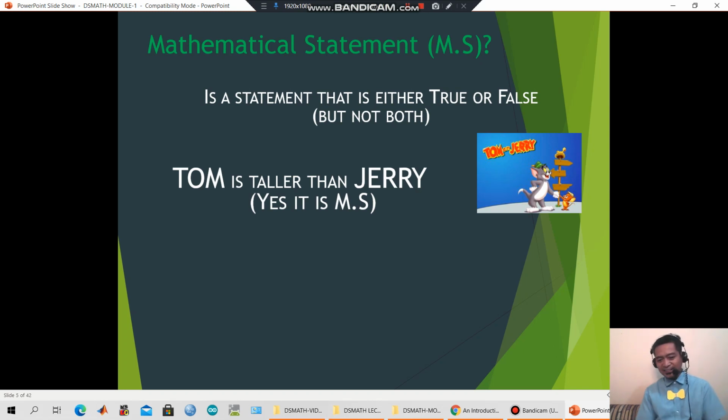Yung kanina kasi ambiguous ang dating, no? Hindi talaga exactly sagot. So dito, ano yung truth value ng statement natin? Is it true or false? Ayan. So, yung mga sumagot ng no, mali po tayo. So, ang sagot talaga is yes. Bakit? It's true that Tom is taller than Jerry.